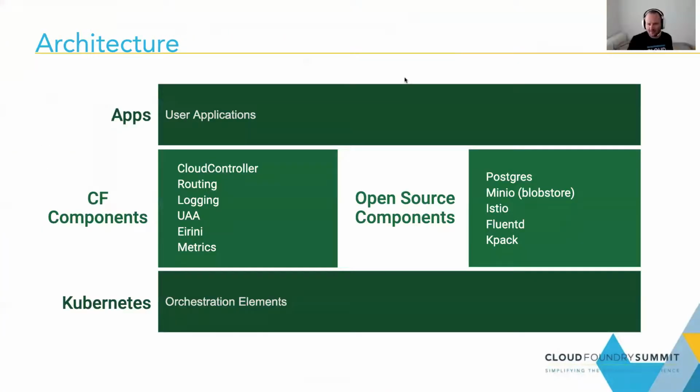Thanks, Eric. So this is sort of the 30,000-foot view of the architecture. We didn't want to include a complicated architecture diagram, so this is sort of the broad overview of what you might want to care about. So you have the user-facing applications at the top, and you have the Kubernetes orchestration elements at the bottom, but you need all of this glue to stick it together. That's where all of the Cloud Foundry value comes in.